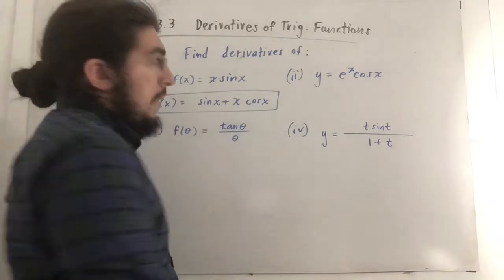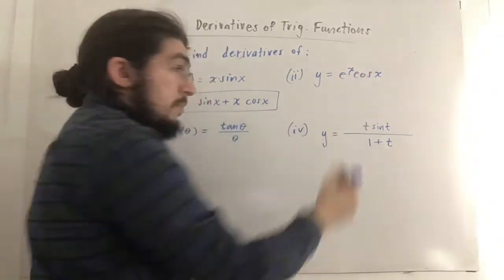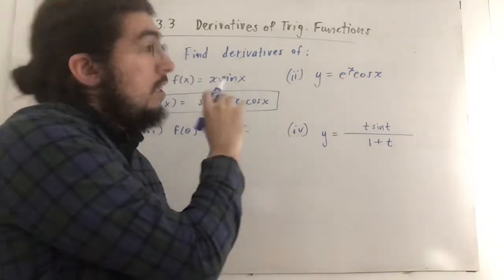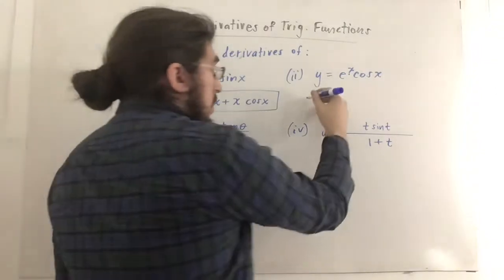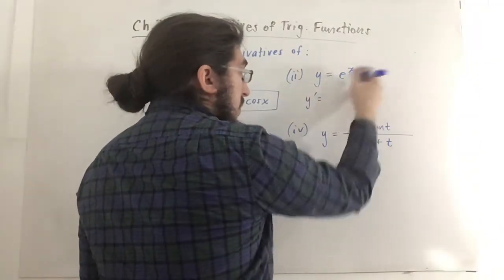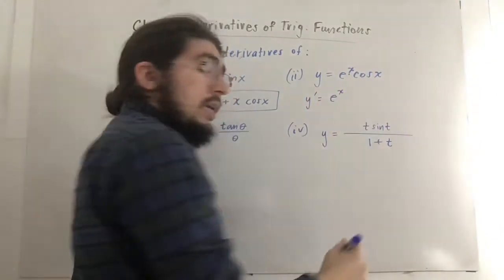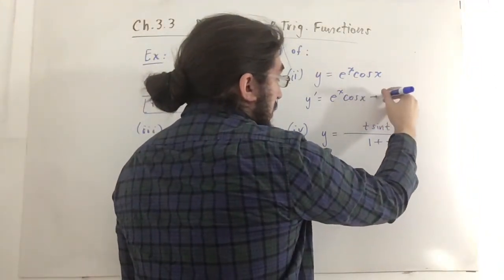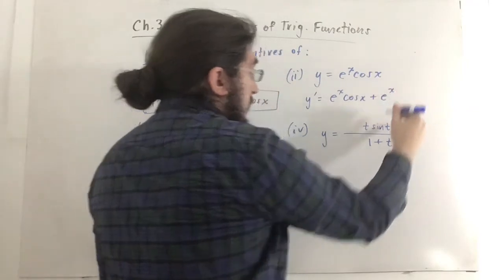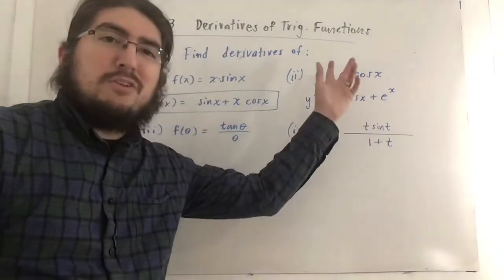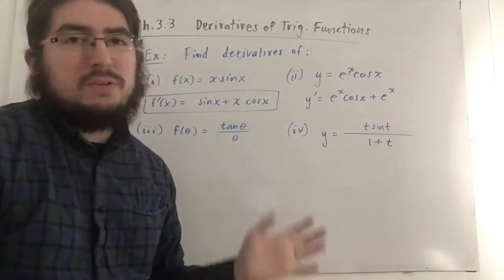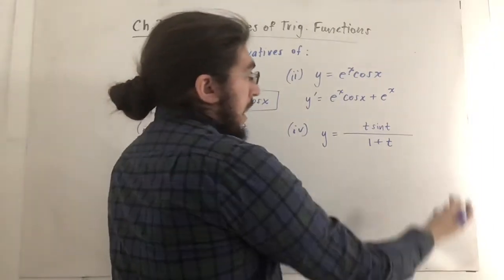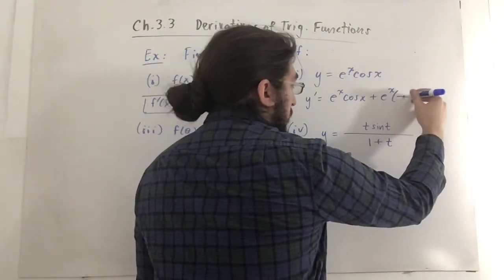Next, here, let's see what happens. Again, it's a product, e to the x times cosine of x, so we have to use product rule. So here y prime is going to be the derivative of the first, which is e to the x, times the regular of the second, which is cosine, plus the regular of the first, which is e to the x, but they're the same, so we got lucky here. And then now times the derivative of the second, which is negative sine.